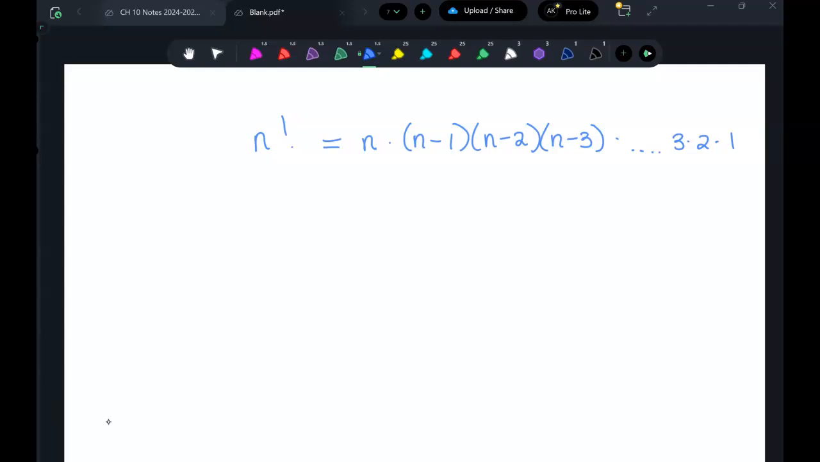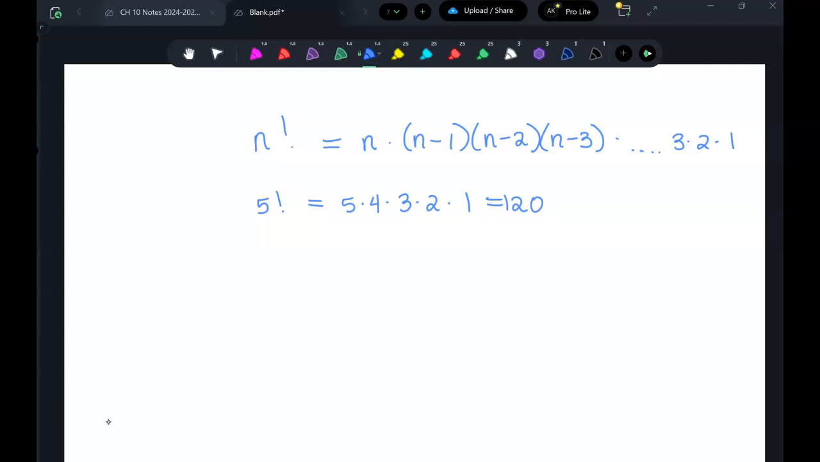Okay. So if I have 5 factorial, this will be 5 times 4 times 3 times 2 times 1, which is 120. No, wait, that's 6. It is. No, wait, yeah. It is. Okay.